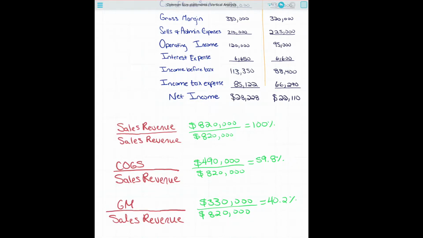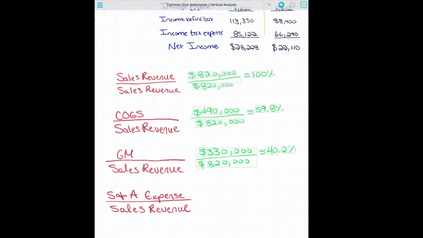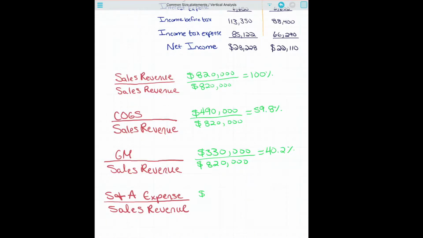Okay, sales and administrative expenses, $210,000 divided by, so you see the pattern here, guys. You're dividing everything by the sales revenue, and that will give you 25.6%.